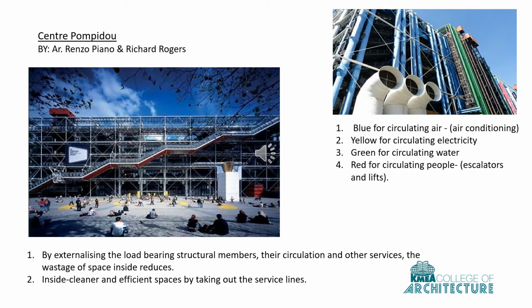By externalizing the load-bearing structural members, the circulation and other services, the wastage of space inside reduces. Inside, the architect got cleaner and more efficient spaces by taking out the service lines, and those lines made the external facade unique too. Taking out those lines made a difference in the whole spatial quality of the building. One unique feature of the building is the striking colors: blue for air conditioning, yellow for electricity, green for water, and red for escalators and lifts.